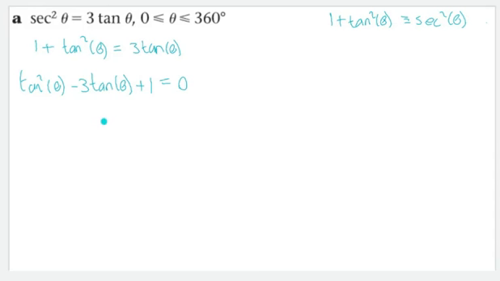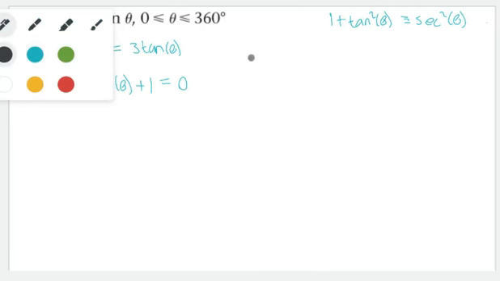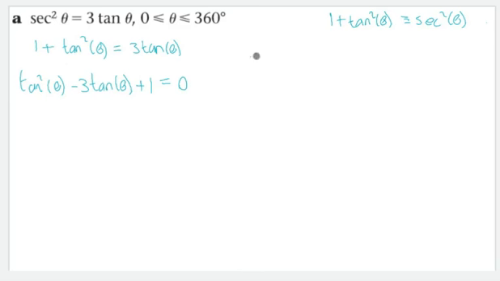Minus b plus or minus the square root of b squared minus 4ac over 2a. So I think you're trying to go for the quadratic formula. What is the quadratic formula? It's minus b plus or minus the square root of b squared minus 4ac all over 2a.